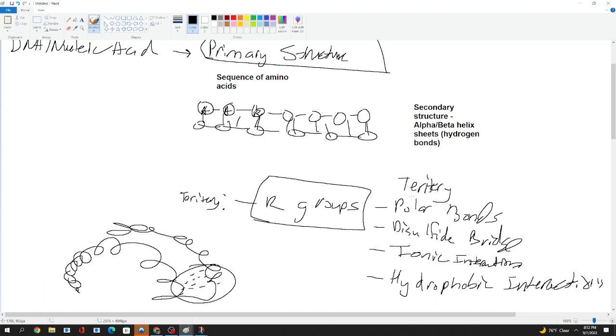A quaternary structure is like the last stage, and that's when another protein kind of wants to bind with another protein. So if these two want to bind together, that's also with the R groups. Similar bonds, by the way: polar bonds, disulfide bridges, ionic interactions, hydrophobic interactions. Those are all the things that are going to be connecting these together.